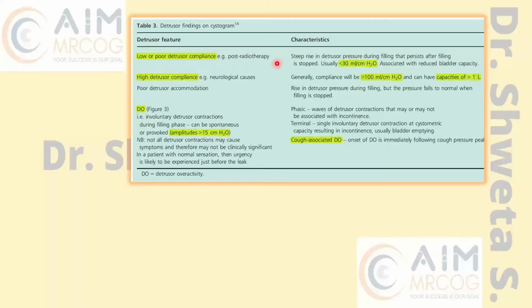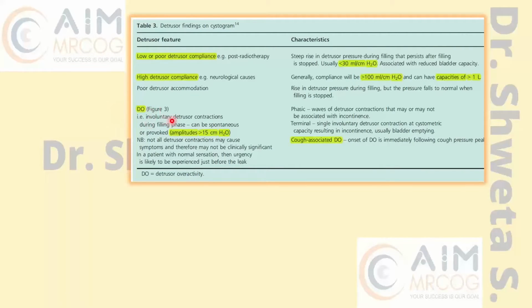So low compliance is seen in post-radiotherapy, high compliance is seen in neurological causes. Capacity will be up to 1 liter. Ideally, it should be around 500 to 600. So high compliance, because the nerve is not sensing how much it is filling. That's why it is going up to 1 liter. So that is high detrusor compliance. So sometimes they can ask you about the compliance. What is low compliance? What is the reason? What is high compliance? And what is the reason?